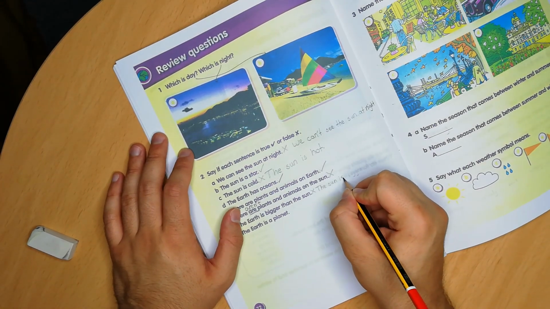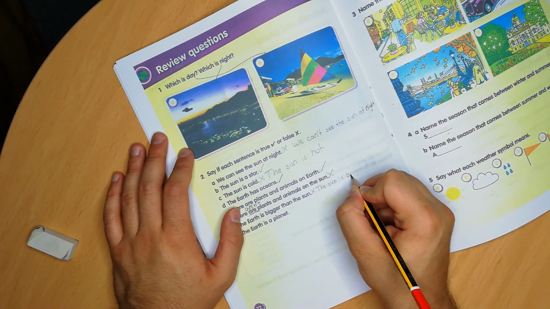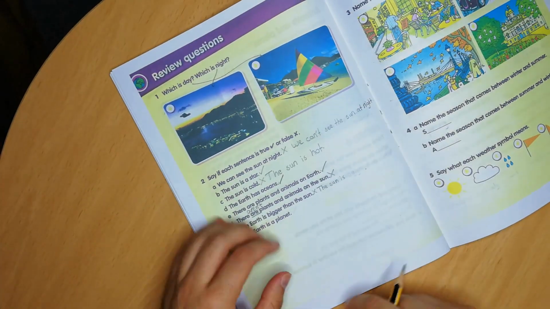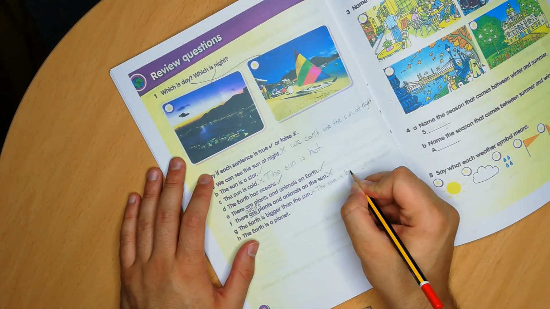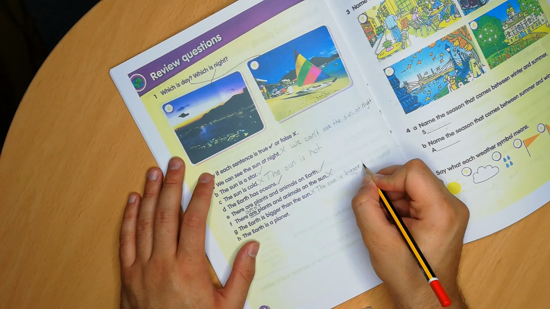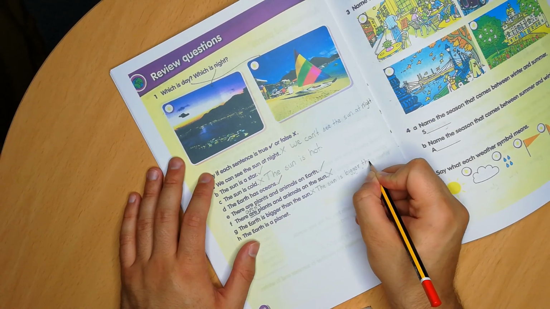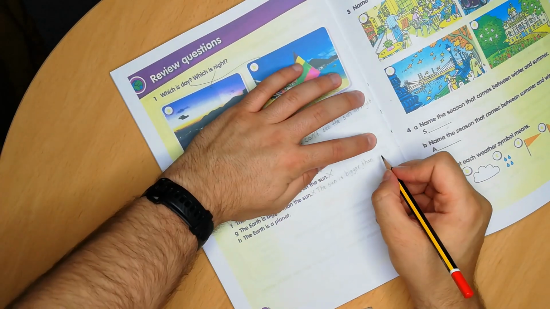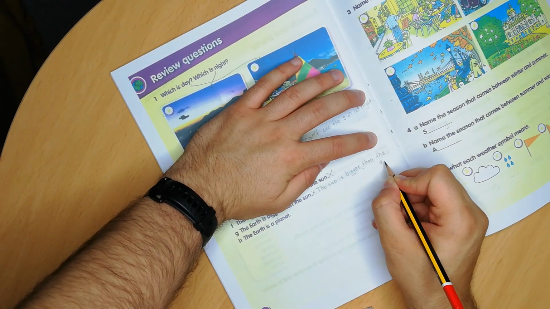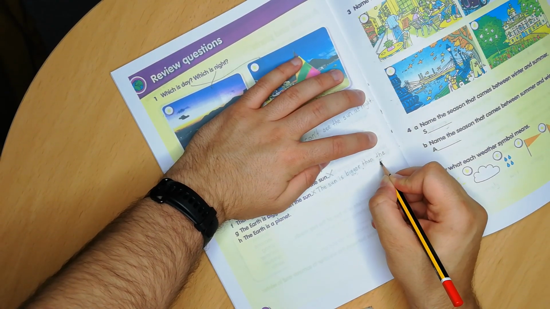is bigger. Oh wait, it should be connected. Try to leave some space between each letter. Bigger than the earth. Or you can just write it with a capital E.